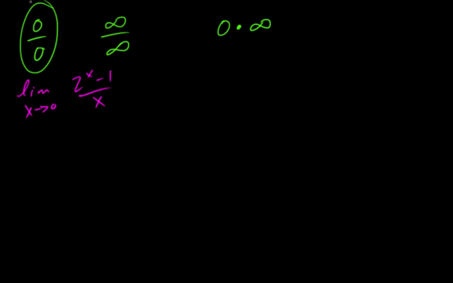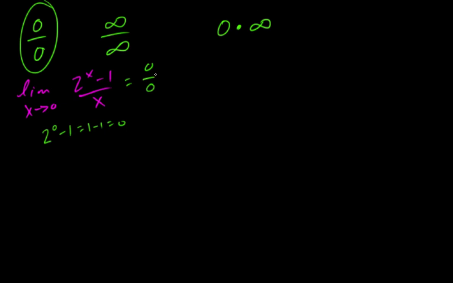What we need to do is take the limit of the top as x approaches 0, and then the limit of the bottom, to see if it's 0 divided by 0. If we plug in a 0 to the top, we get 2 to the 0 minus 1, which is 1 minus 1, which is 0. So the top limit would be 0. Then if we plug in 0 to the bottom, it's obvious that that's also 0. So we have our 0 over 0.